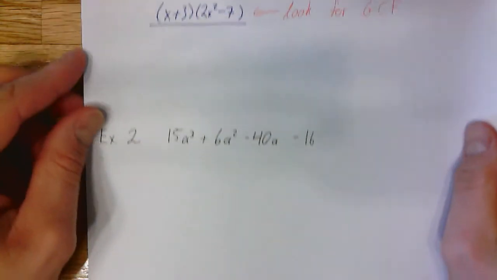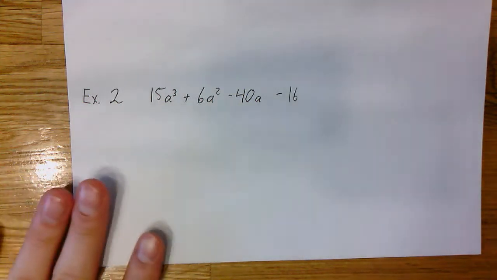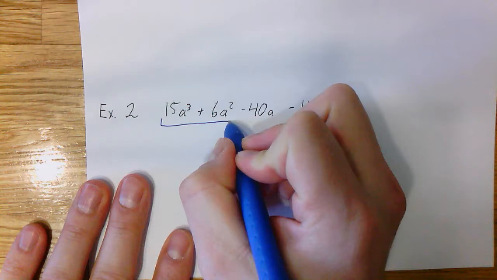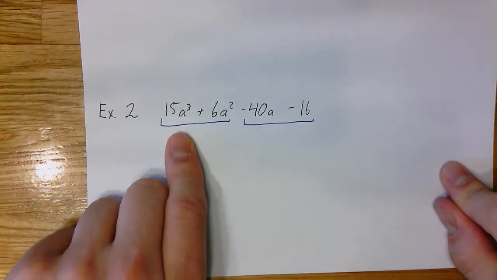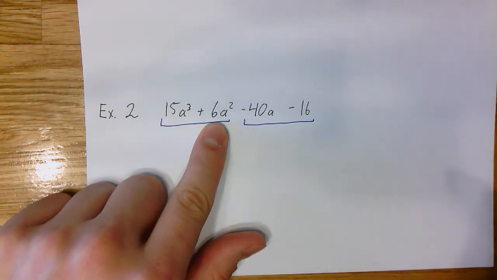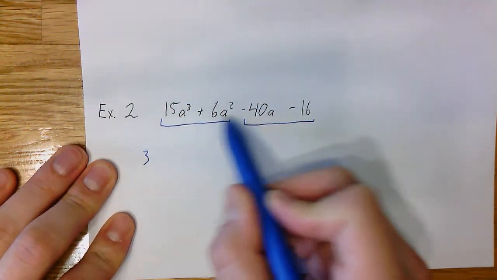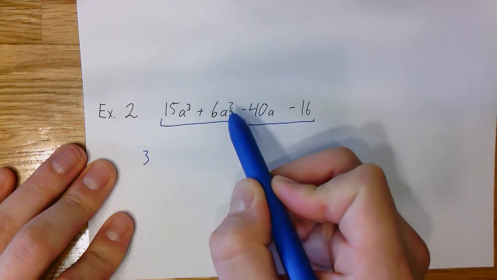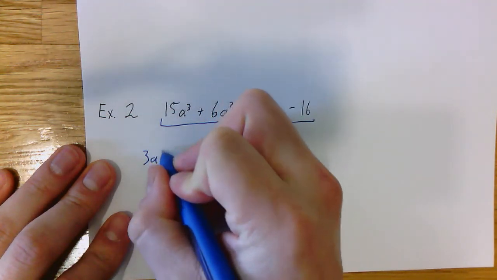So now we're going to move down here to the second example. This is exactly like the first one. We're just going to do it again for practice. So again, we look at the first two terms together and then the second two terms together. And we want to ask ourselves, what number goes into 15 and 6? The number that goes into both of those, of course, is 3. Then we ask, do they have any variables in common? They both have a's, and the smallest exponent is a squared. So we're going to take 2 a's out of both of these. So a squared.